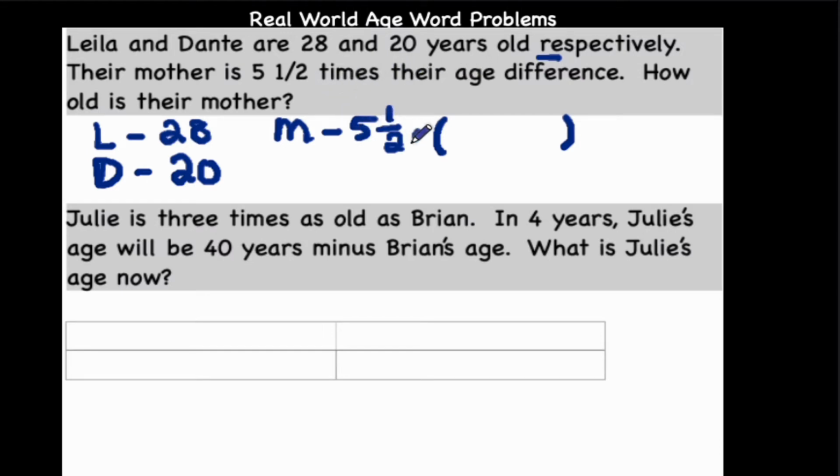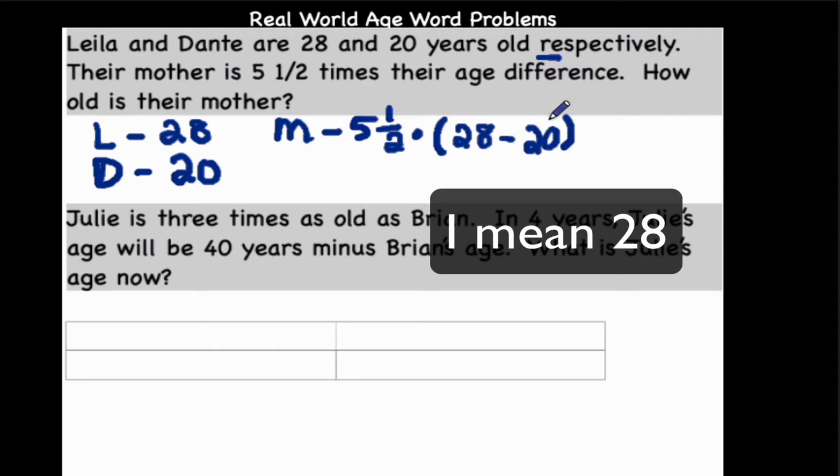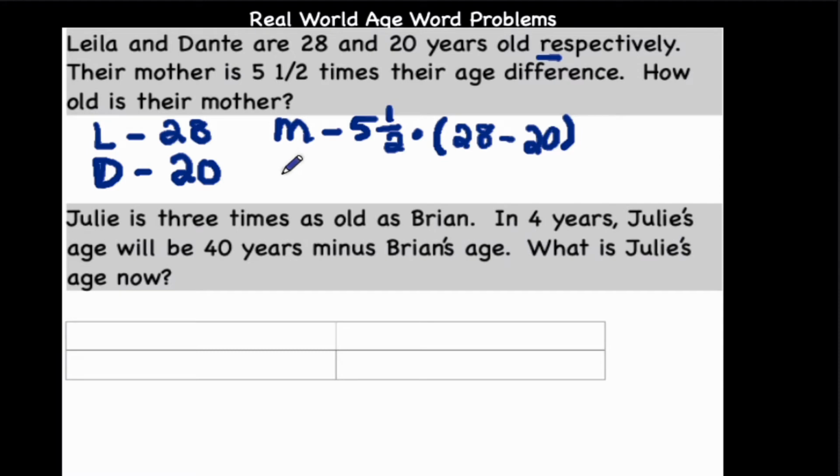Okay, so 5.5 times Layla and Dante's age difference, right? So we know Layla is 28 and Dante is 20, but because we need to find the difference in ages, we are going to subtract. So 28 minus 20, because 28 is Layla's age, whereas Dante's age is 20. Okay, so now let's go ahead and solve, and then we will figure out how old their mother is. So before we do that, what we're going to do is turn this mixed number into an improper fraction, so that way we can work.